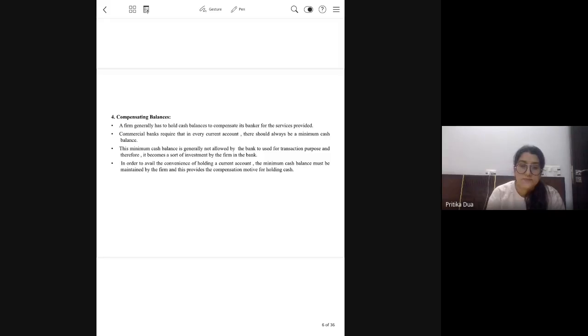What is a current account? Can anyone tell me? What is a current account? Yes, class. Any idea what is the minimum balance requirement for current account? So 25,000, and this is on monthly basis, daily basis, quarterly basis.